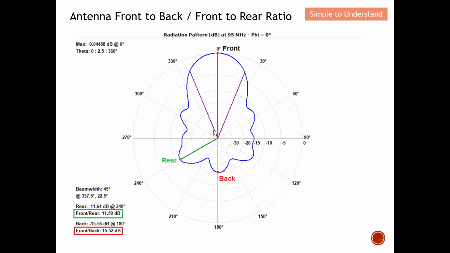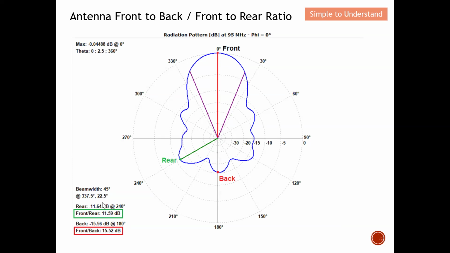This diagram is from much earlier on. The forward power, as you can see from here, is minus 0.04488 dB. So this is the power from the forward direction. Next, let's do the front to back first. We have this value, minus 0.04488. The back power is minus 15.56. When we take minus 0.04488 minus minus 15.56, we obtain 15.52 dB. Therefore, this is the so-called front to back ratio in dB.